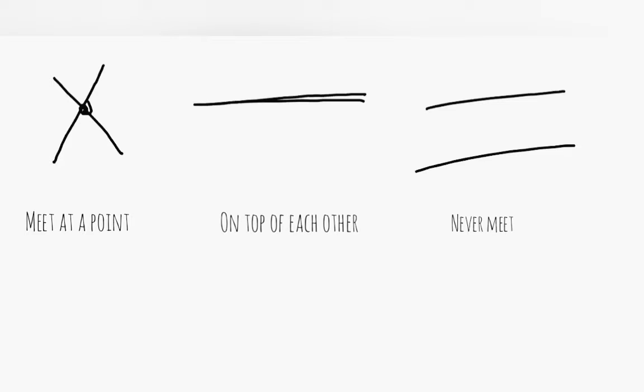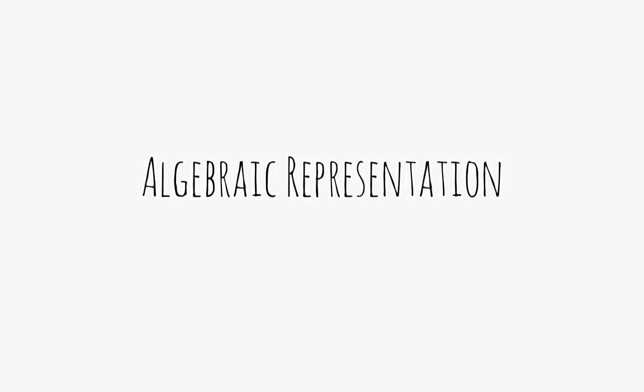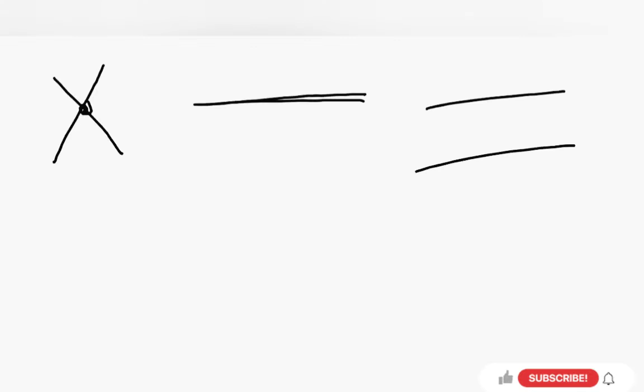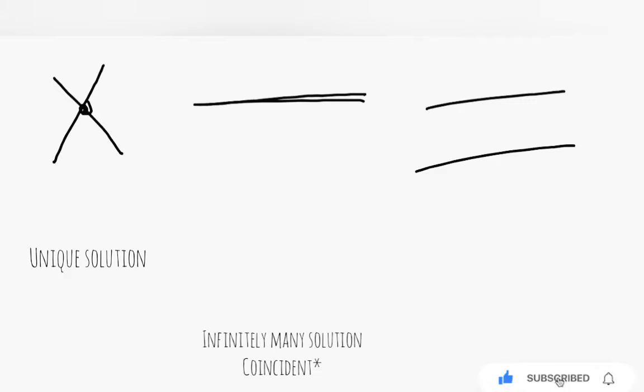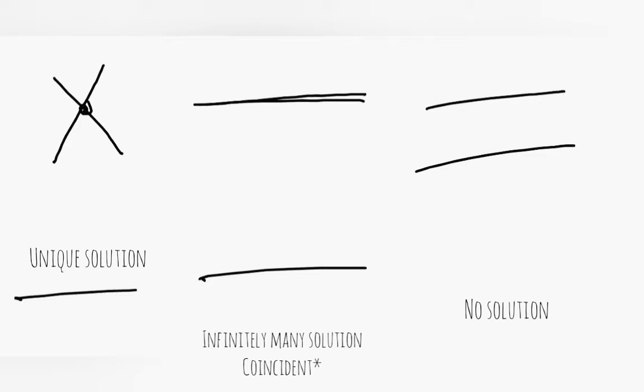And while comparing the ratios for the algebraic representation, you will also have three cases. The three cases are unique solution, infinitely many solutions, and no solution. So for intersecting lines you will have a unique solution. For coincident lines you will have infinitely many solutions, and for parallel lines you will have no solution.